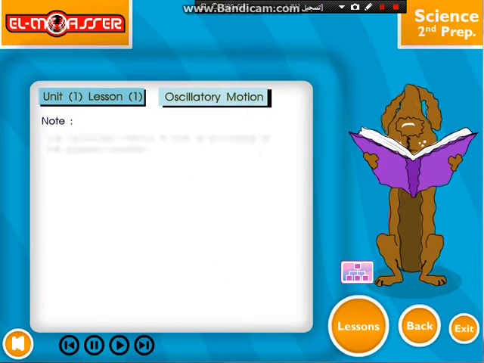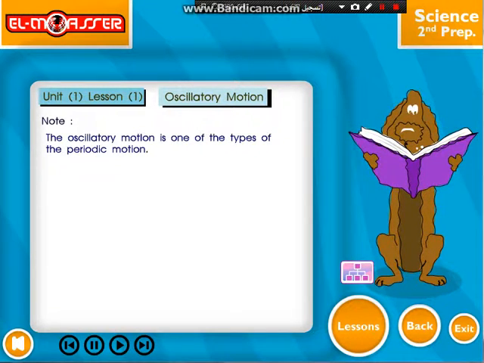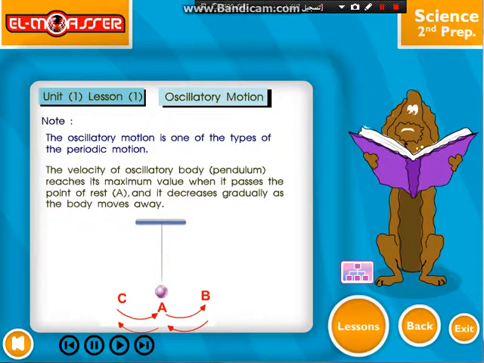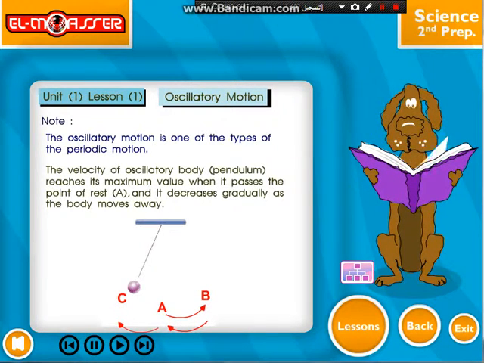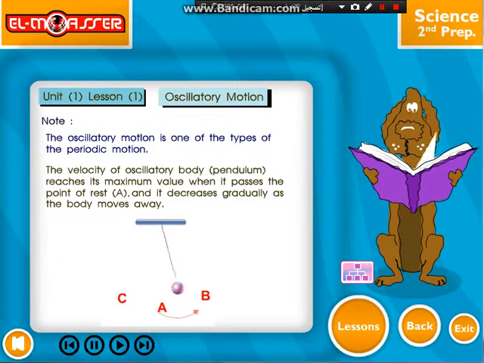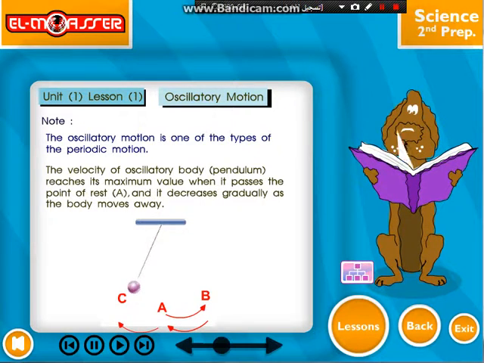Note: the oscillatory motion is one of the types of periodic motion. The velocity of oscillatory body, or pendulum, reaches its maximum value when it passes the point of rest A, and it decreases gradually as the body moves away.